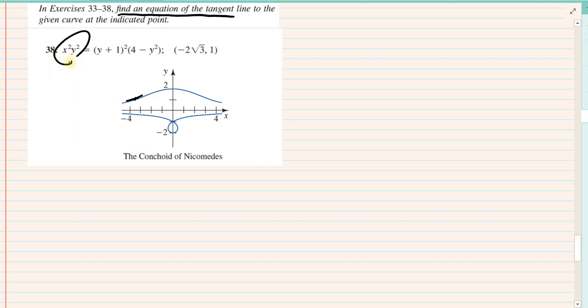On the left side, it's the product rule. So the derivative is going to be what? It's going to be 2x, derivative of first by second, plus x squared, and then derivative of y squared is 2y, remember, y prime.